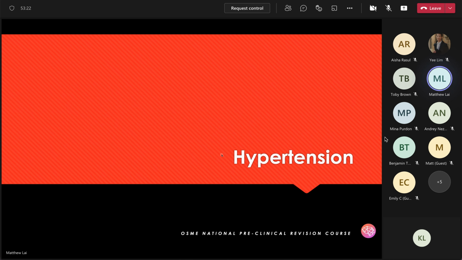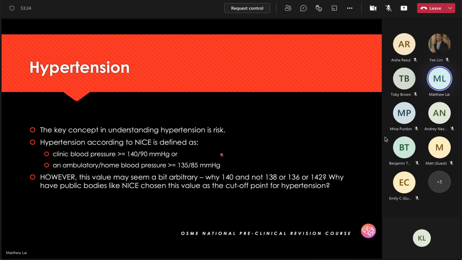So moving on to hypertension now. The key concept I need you to understand in hypertension is risk. Hypertension, according to various organizations such as NICE, which we tend to follow in the UK, is defined as a blood pressure measured in clinic of greater than or equal to 140/90, or an ambulatory or home blood pressure greater than or equal to 135/85.